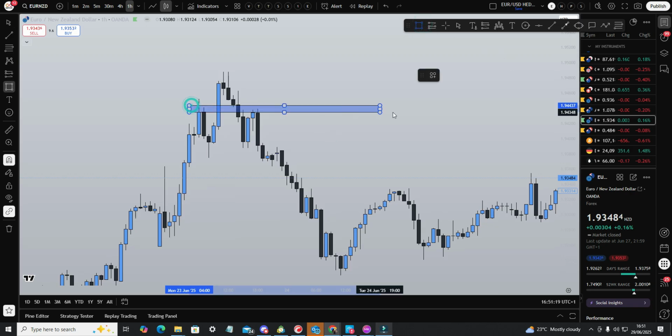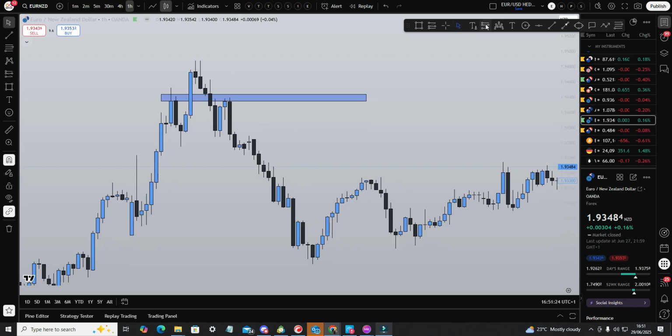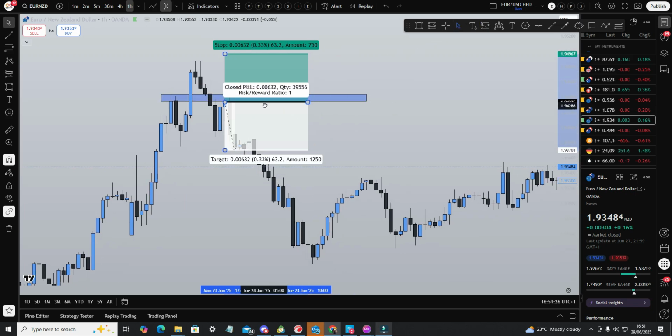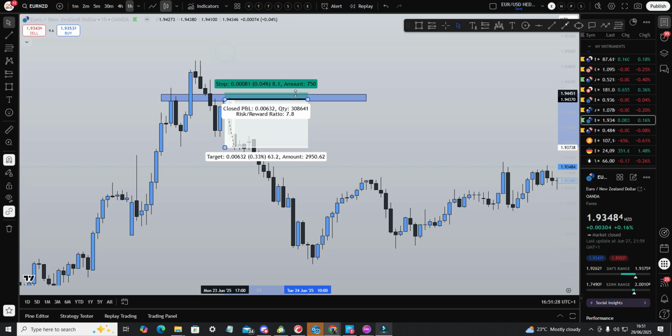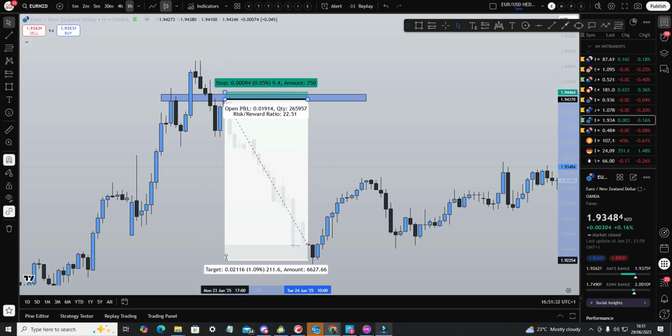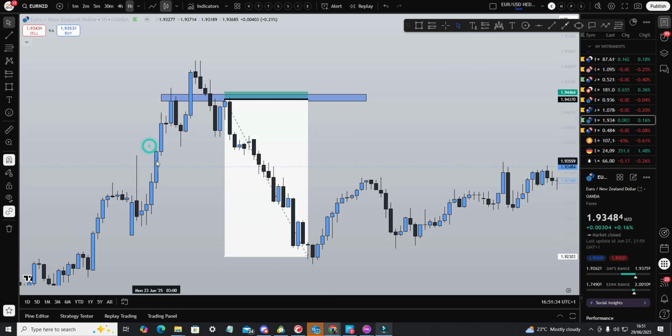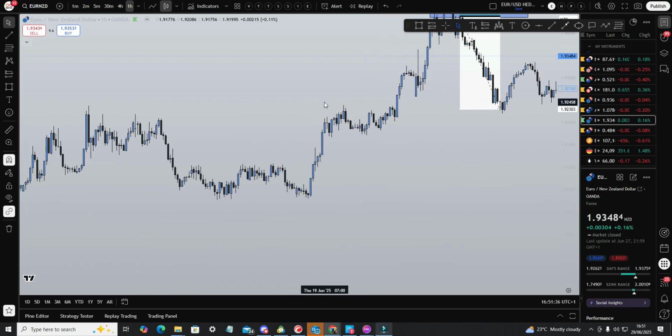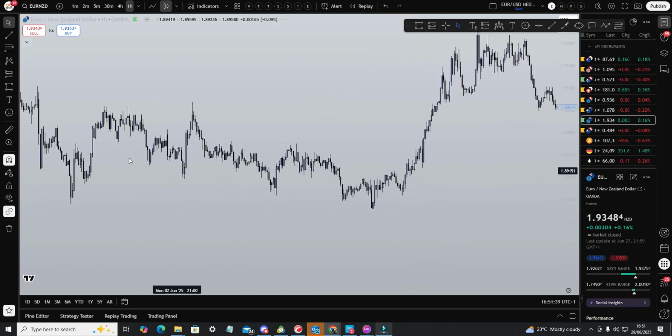Left shoulder, look at that. When you find something like this, price just works absolutely perfect, and it will run into profit straight away. Look at this, monsters, absolute monsters, right?